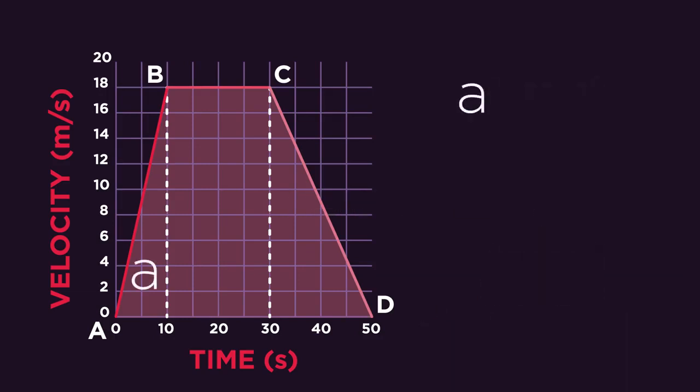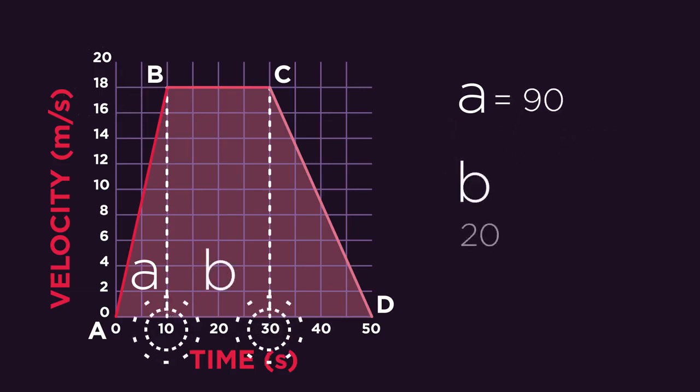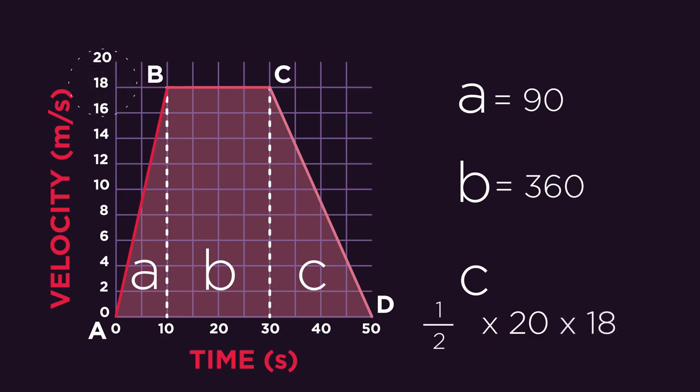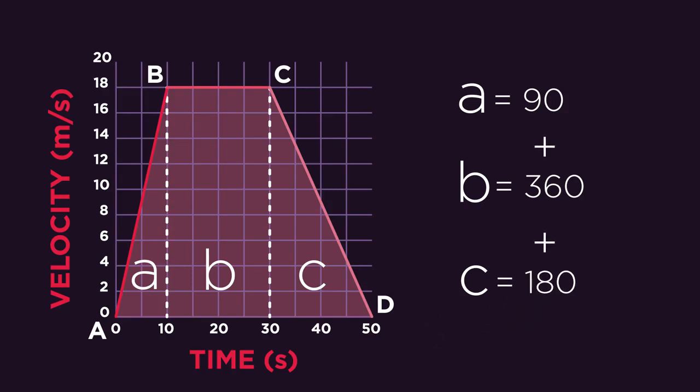Part A, a triangle, is calculated by multiplying half by 10 by 18, which equals 90. Part B, by multiplying base 20 by height 18, so 360. And part C is calculated using the same equation as half times base 20 by height 18, which equals 180. In total, 90 plus 360 plus 180 means the object travelled 630 meters.